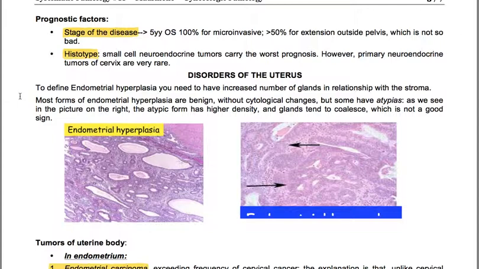Disorders of the uterus are: to define endometrial hyperplasia, you need to have increased number of glands in relationship with the stroma. Most forms of endometrial hyperplasia are benign, without cytological changes, but some have atypias. As we see in the picture on the right, the atypic form has higher density, and glands tend to coalesce, which is not a good sign.